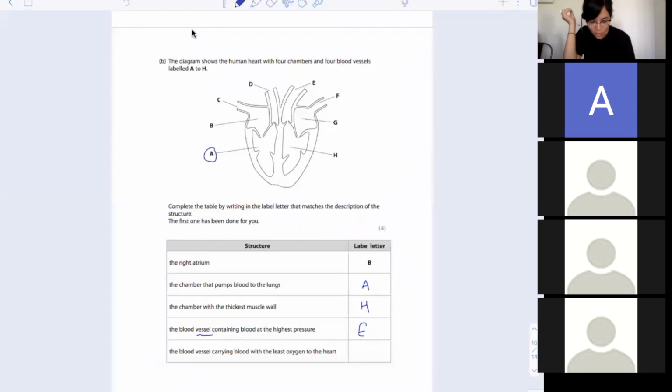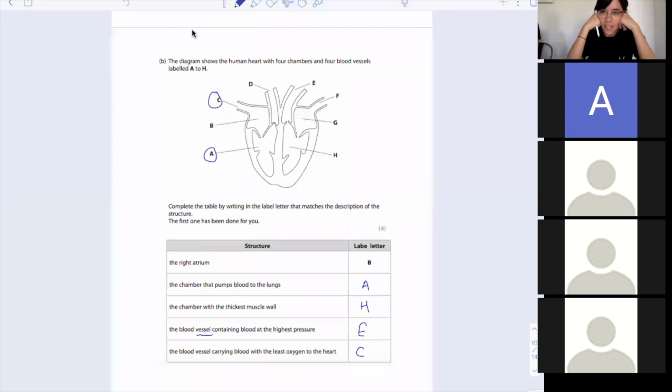And then finally, again, hold fire, the blood vessel carrying blood with the least amount of oxygen to the heart. Three, two, one. Yeah, well done everyone, I got C. Brilliant. Yeah, we're looking for a blood vessel. Remember, that's the vena cava. It's carrying deoxygenated blood, heavy in carbon dioxide, and it's going to be returning that to the right atrium.